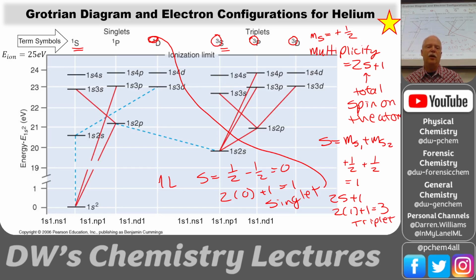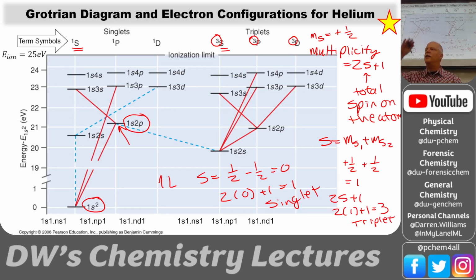But the main point I want to show you on this diagram is that we have electron configurations for excited state atoms. The atom with that energy has a 1s2p configuration, so it's got one electron in the 1s orbital, one electron in the 2p orbital. And you look at that and you go, but that isn't what I learned with the Aufbau filling scheme. Right, the Aufbau filling scheme only gives us the ground state. But you can have all of these other excited states, and the Grotrian diagram is there to tell you what those energies are. So if you say, what is the energy of an atom with the 1s2p electron configuration? Well, it's 21 eV.